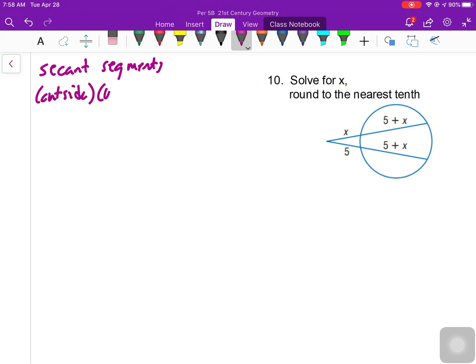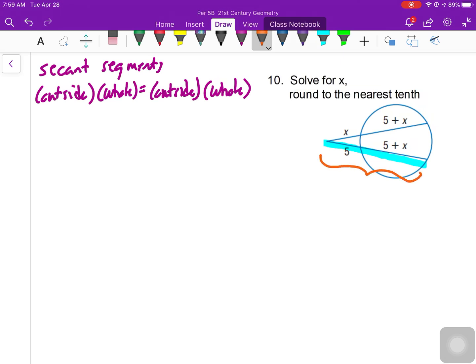And to remind you, secant segments were when we took outside times the whole length equals outside times the whole length. And on these problems, I really encouraged you to label the whole length each time. So on the bottom one here, the one I've just highlighted in blue, we would like the whole length. That whole length is going to be when we take 5 plus x. Well, these two are like terms, so that's really 10 plus x.